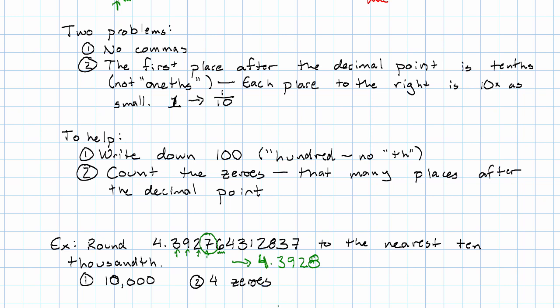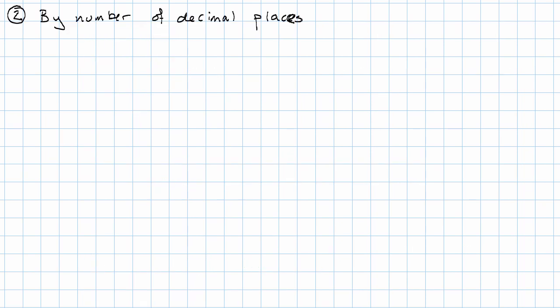Okay, so that's describing decimal rounding using the same language we use for whole number rounding. There are two other ways we can describe decimal rounding. The second way that we describe decimal rounding is by referring to how many decimal places. That means we're saying how many digits do we want after the decimal point.